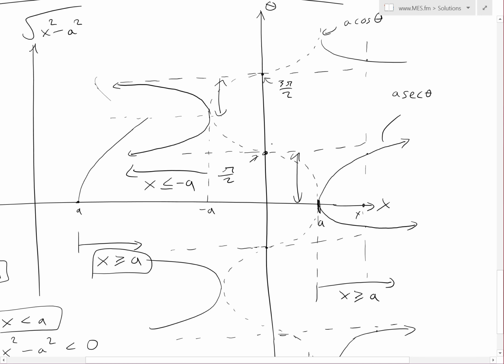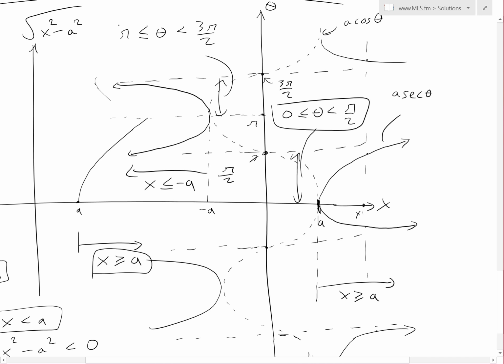So when we restrict it over here, we get theta is greater than or equal to 0, because it can equal there, and now it's going to be less than pi over 2, and not equal to, just less than, because it's an asymptote line. And now in this case right here we have theta is greater than or equal to pi, and now less than 3 pi over 2.